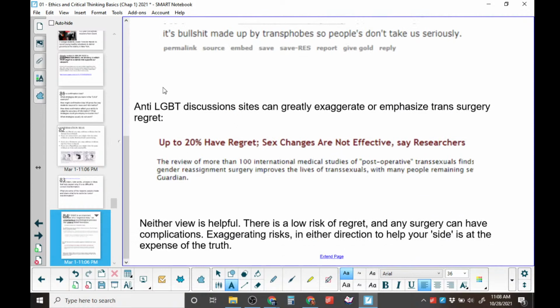Now, of course, anti-LGBT people, you can find these. They're a dime a dozen on any site that allows discourse, and I use that term loosely. They greatly exaggerate any kind of regret that they find. This is not a true headline. This is an example of misinformation. And you can see it as with the previous one we were talking about.